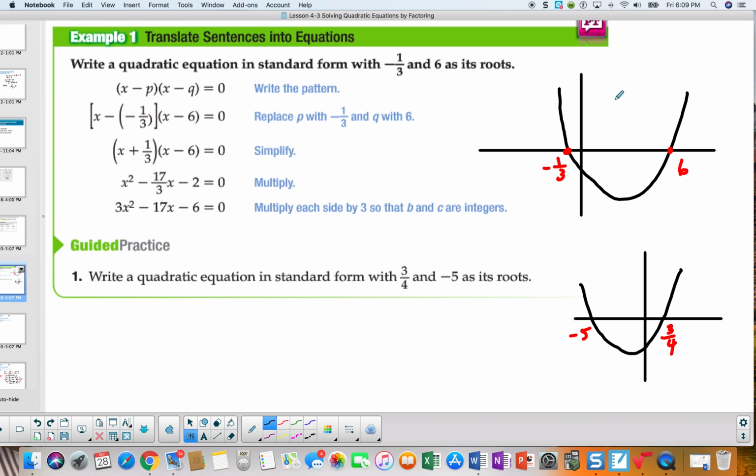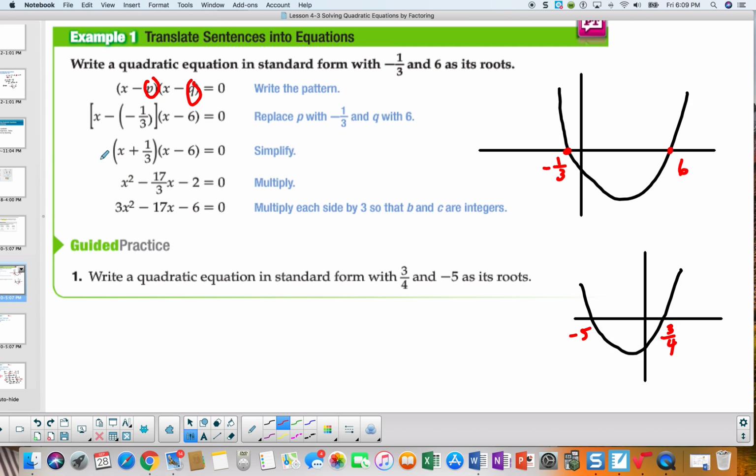What if I gave you the roots, -1/3 and +6? How would we go about writing the equation in standard form? Well, this is what we could do. We write out x minus p, x minus q. Remember that p and q stand for the intercepts. So -1/3 is substituted in here, 6 is substituted in here.